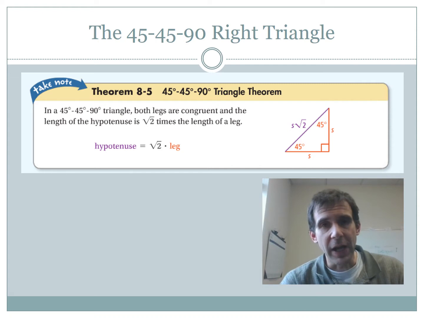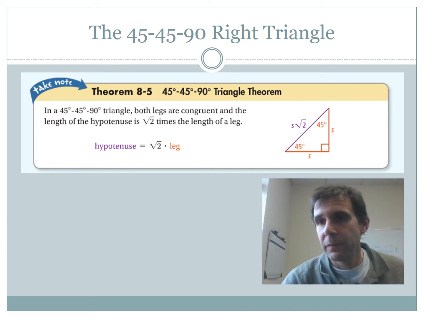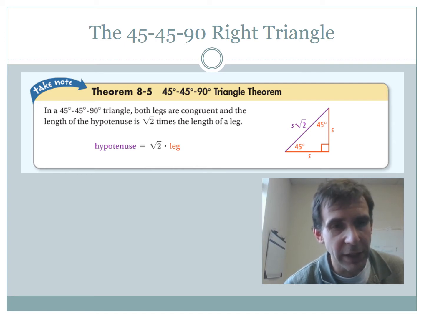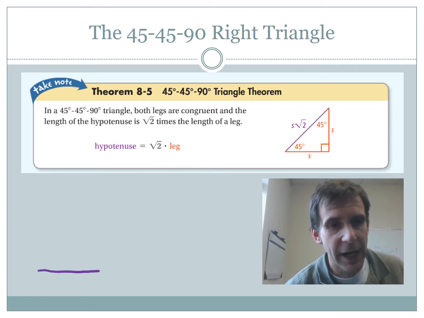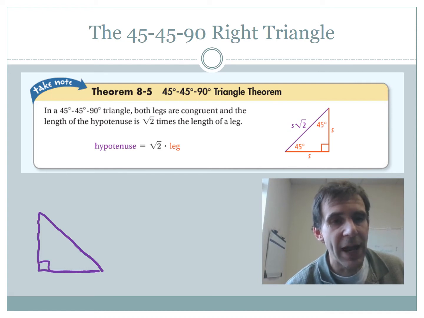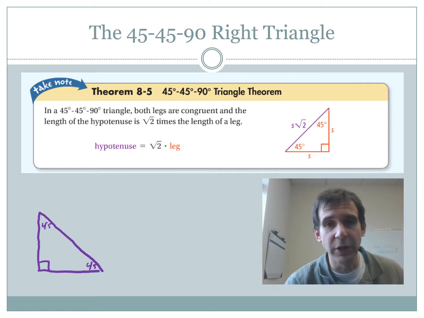So the thing to understand is that this is only going to apply to triangles that have the three angles 45, 45, 90. It's not going to apply to anything else. I mean, it can be rotated, it can be whatever, but you've got to have a right triangle, so you've got to have a 90-degree angle, and then the other two angles have to be 45 and 45. That's the only time that you're going to be able to use this particular pattern.